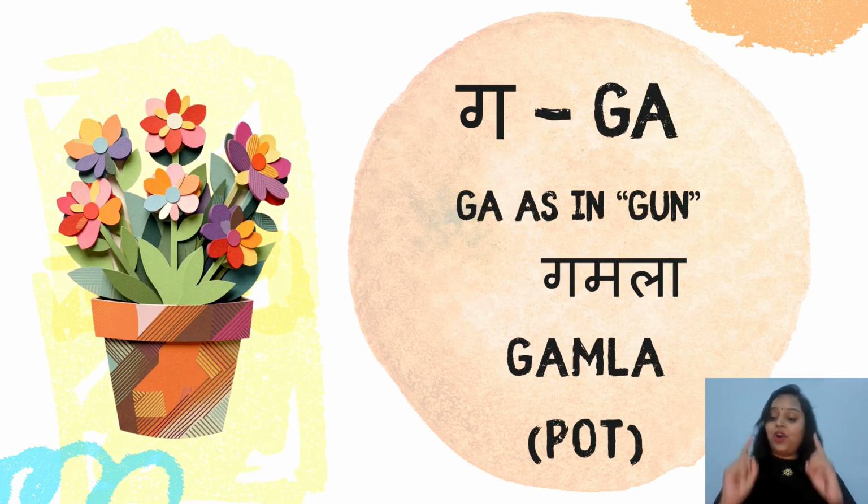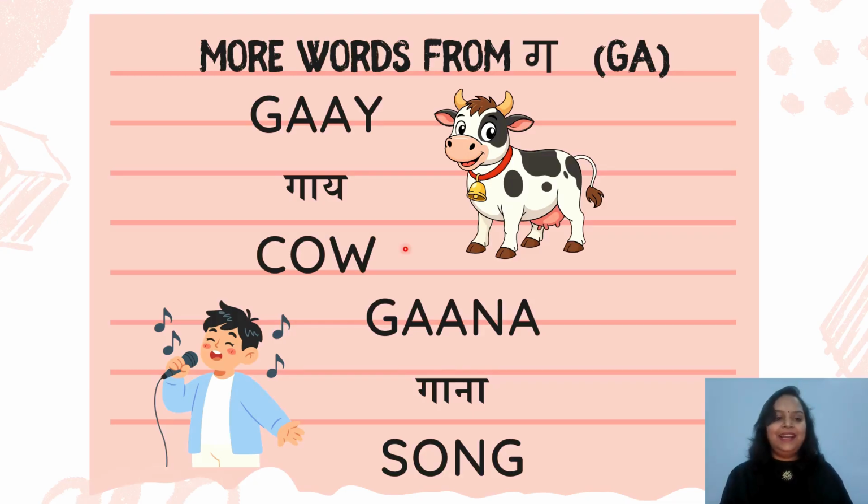So the third consonant that we are going to read about is ga. Ga as in gun. The sound is similar to ga as in gun. And the word starting from ga is gamla. As you can see in the picture, gamla is called pot. The flower pot in Hindi is called gamla. And more words starting from ga are gay. Gay. That is called cow in English.